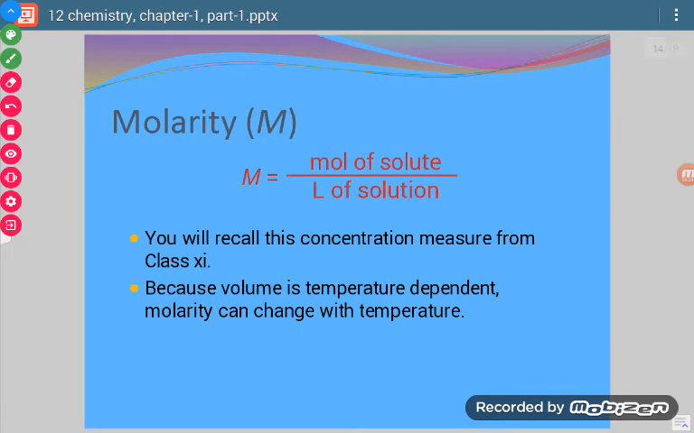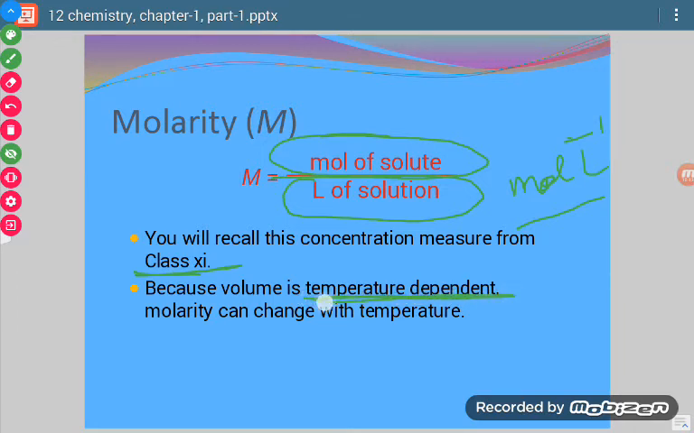Next is molarity. Now see, the definition says it is the number of moles of solute dissolved per liter of the solution. Okay, so its units will be mole per liter. These will be the units. Okay, now in 11th standard also you have studied this thing. Now since we are using volumes and volume always changes, so we can say molarity depends on volume, which can change, so it is temperature dependent.